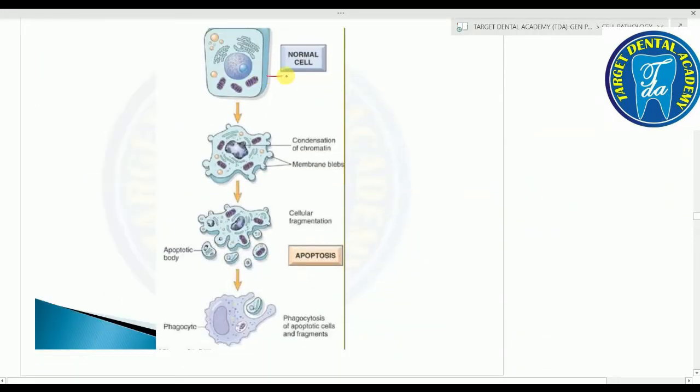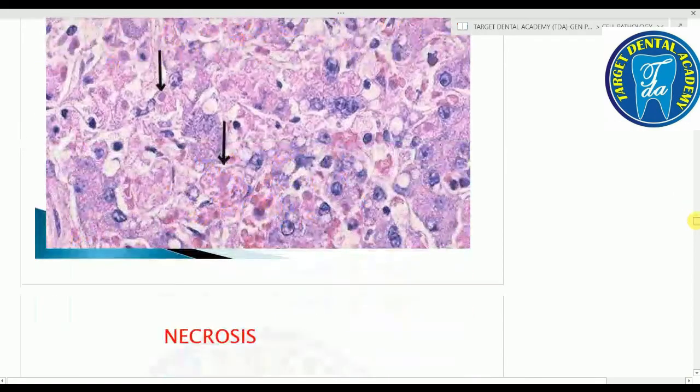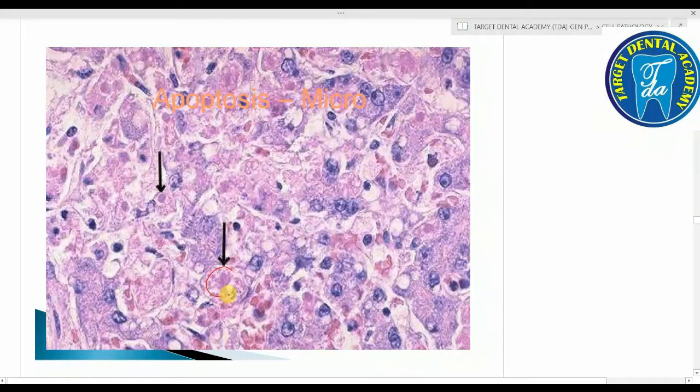See, this is the normal cell. There is a condensation of the chromatin, and the formation of the plasma membrane, or membrane blebs, and there is cellular fragmentation. These are the apoptotic bodies. This is known as apoptosis, and this is the phagocyte with the process of phagocytosis of the apoptotic cells and the fragments. Fine.